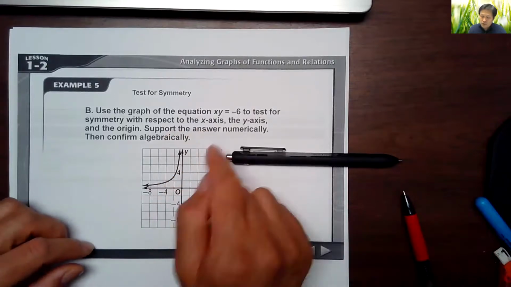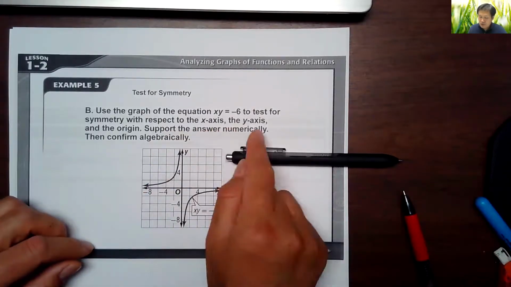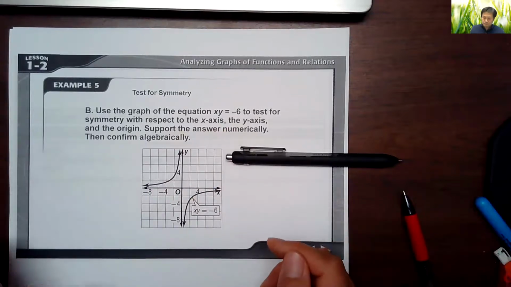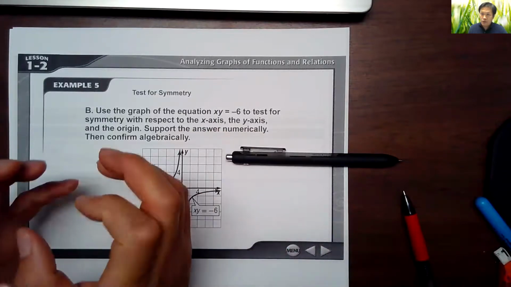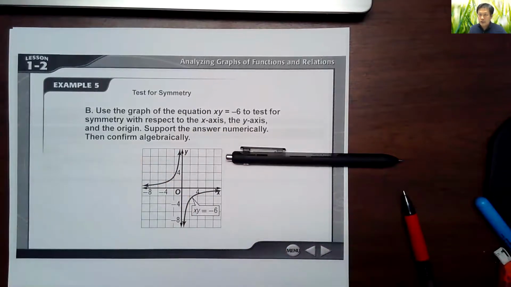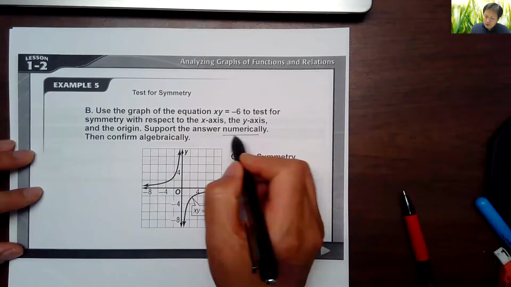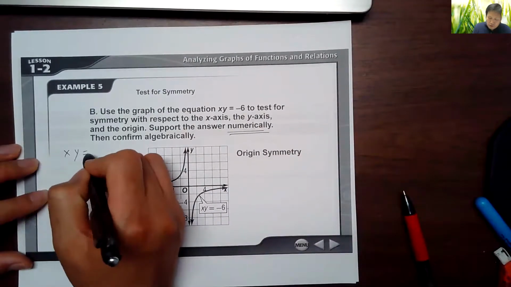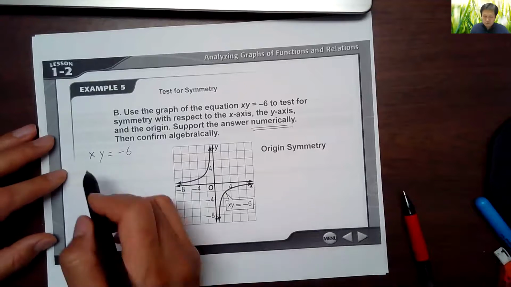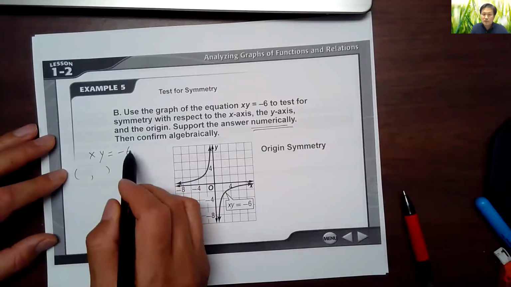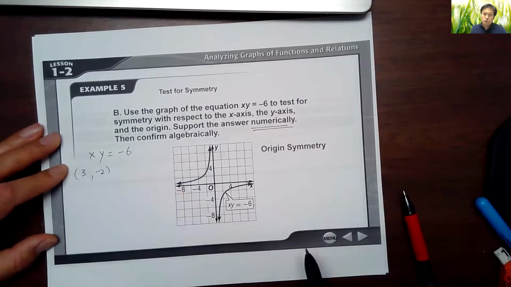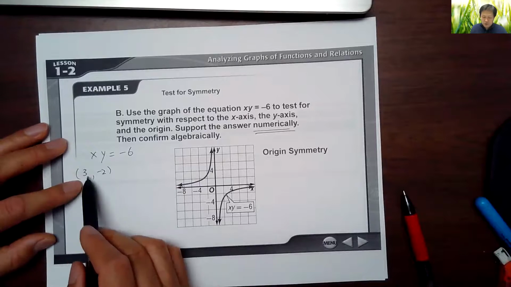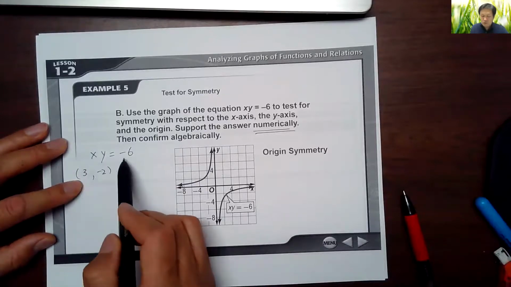Now, support the answer numerically. Numerically means for any point (x, y), there's going to be a matching point with a different sign for both. So numerically here, xy = -6. Can you think of an x value and y value that satisfy -6? You can choose x as 3 and y as -2. If you plug in the x value and the y value, 3 times -2 becomes -6, right?